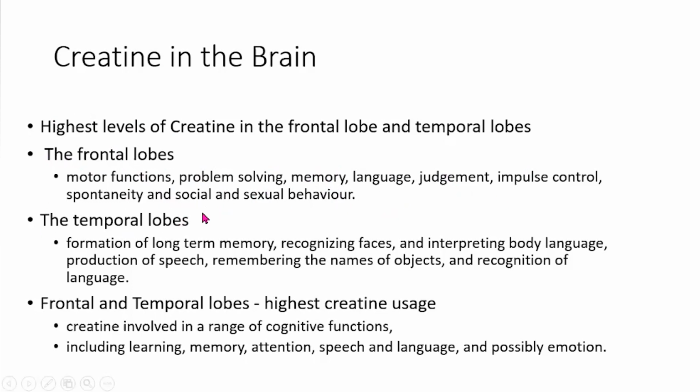The temporal lobes are involved in the formation of long-term memory. So if a child is going to learn to speak, it has to remember the words and be able to put them together. The other thing is recognizing faces. So the kids initially have problems with facial recognition and interpreting body language. They don't know whether you're cross or you're happy or whatever.